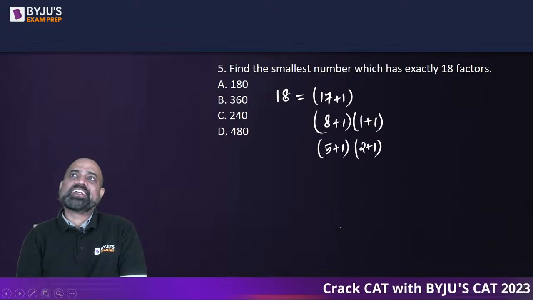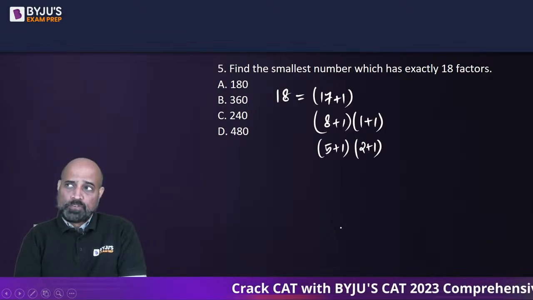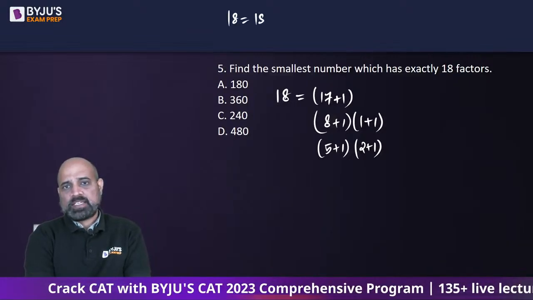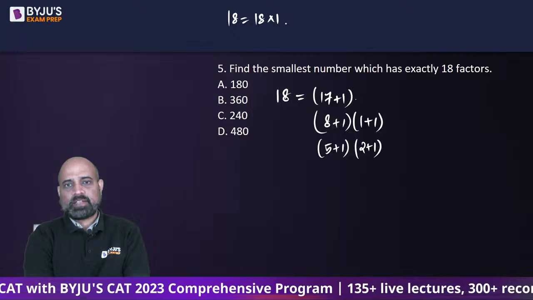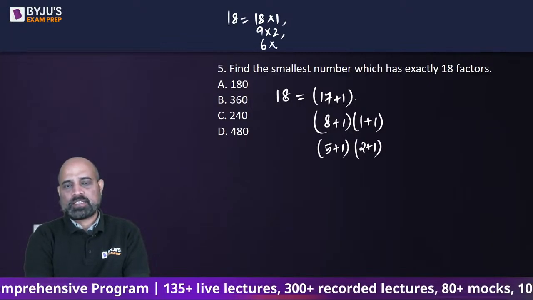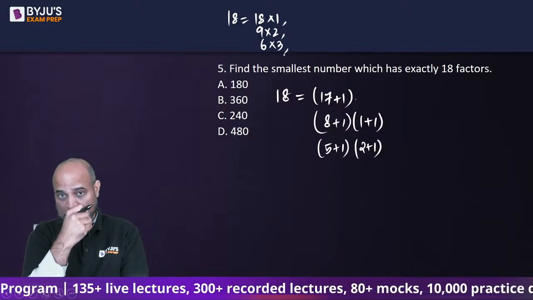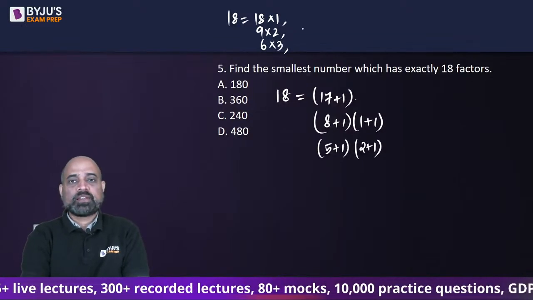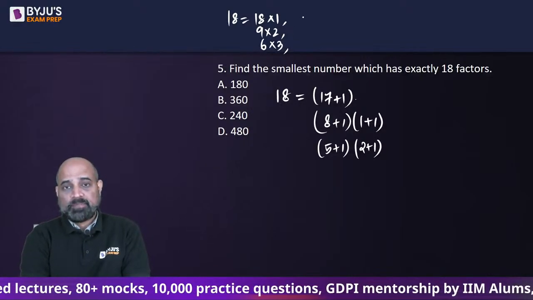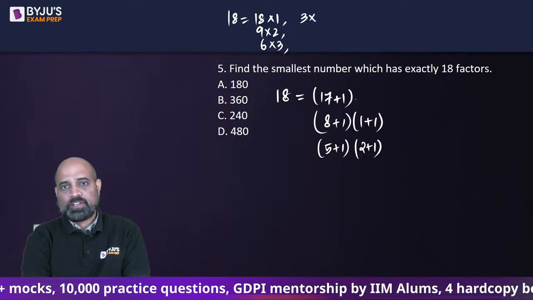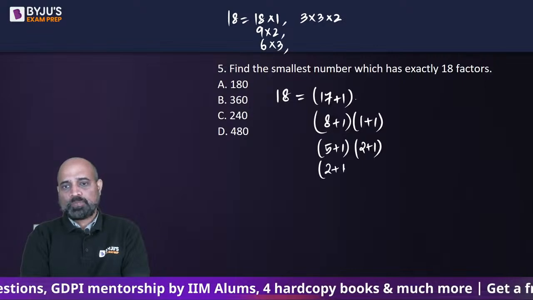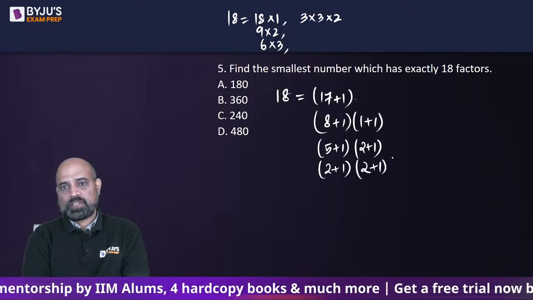Can I also write 18 as product of two numbers apart from what cases we have written? No. 18 can be written as 18 into 1, which we have already written. It can be written as 9 into 2, which we have already written. We can write this as 6 into 3, which we have already written. इससे further और case नहीं बन सकता. Next, can I write 18 as product of more than two numbers? Well, this can be written as 3 into 3 into 2. So this can be written as 2 plus 1 into 2 plus 1 into 1 plus 1.